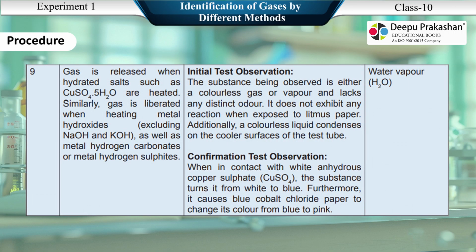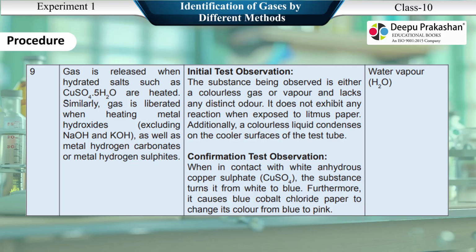9. Gas is released when hydrated salts such as CuSO4·5H2O are heated. Similarly, gas is liberated when heating metal hydroxides excluding NaOH and KOH, as well as metal hydrogen carbonates or metal hydrogen sulfides. Initial test observation. The substance being observed is either a colorless gas or vapor and lacks any distinct odor. It does not exhibit any reaction when exposed to litmus paper. Additionally, a colorless liquid condenses on the cooler surfaces of the test tube.